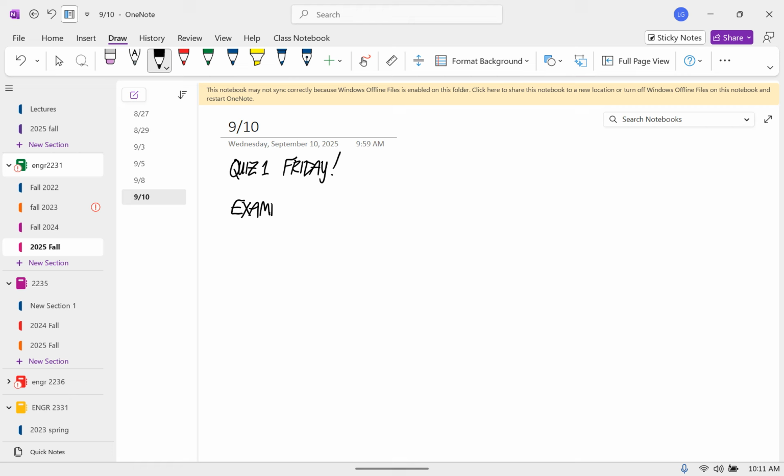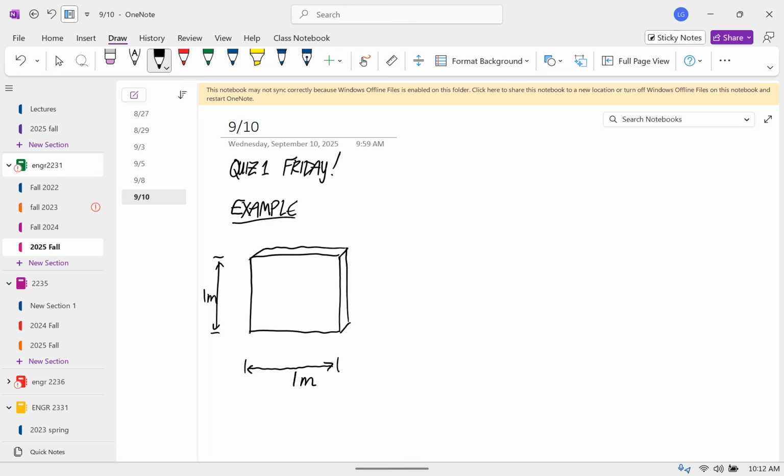Who remembers what we're talking about in this class? Right, heat transfer. And the first one we did was conduction. So we're going to do an example problem with conduction. We're going to take this 1 meter by 1 meter window. And the thickness of the window is 2 centimeters. That's 0.02 meters.